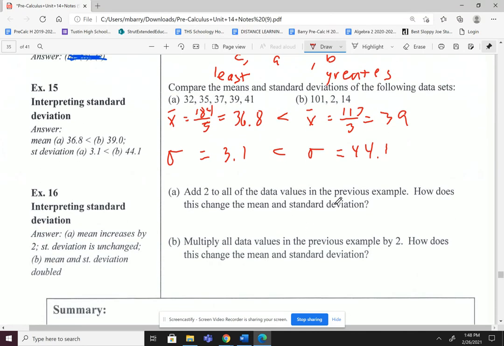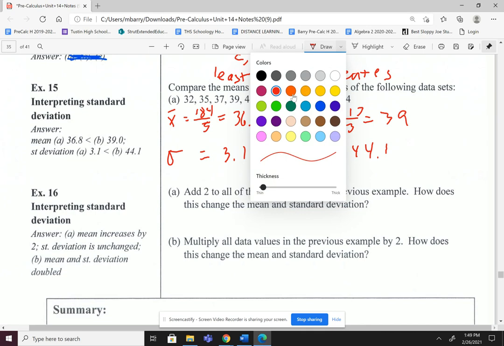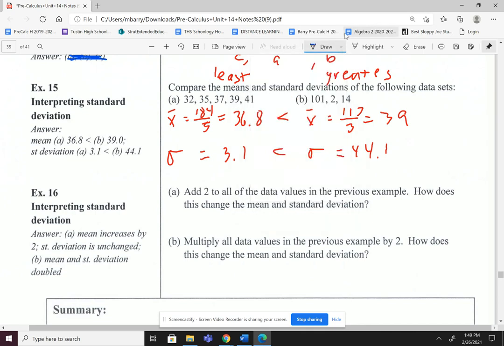Okay, if I add 2 to all the data values in the previous example. Okay, I'm just gonna do part B. It kind of doesn't matter here. So I'm gonna take the data from here. Okay, and I'm gonna add 2. So I'm gonna say 103, and then 5, and then 16. And then I'm gonna find the mean and standard deviation.